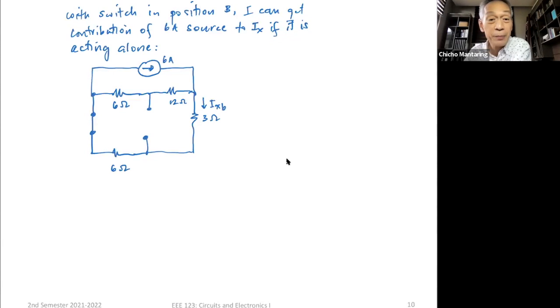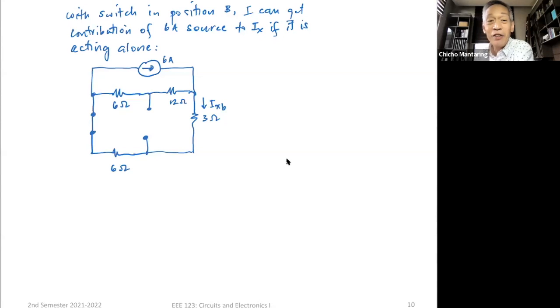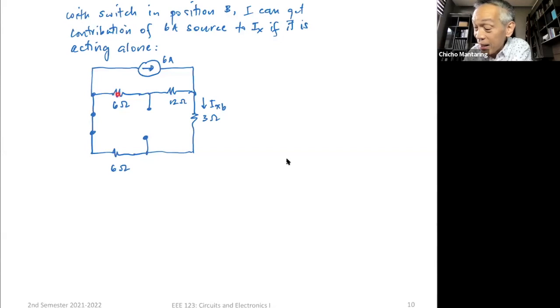Now, how do I compute for IXB? Any suggestions? Clyde, may suggestion ka? I suggest po current division din po. Yes, current division seems to be the easiest, no? Okay, current division. If you take a look, these two are in series. That's equal to 18 ohms. And then itong 6 ohm at saka 3 ohm are also in series, no? That's equal to 9 ohms.